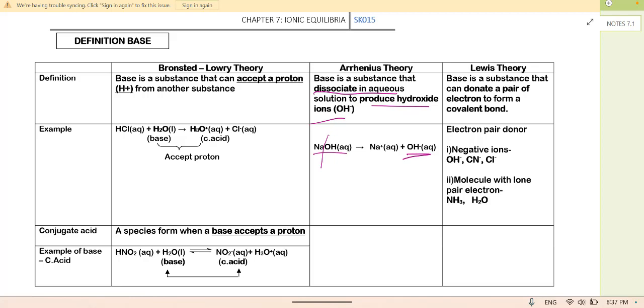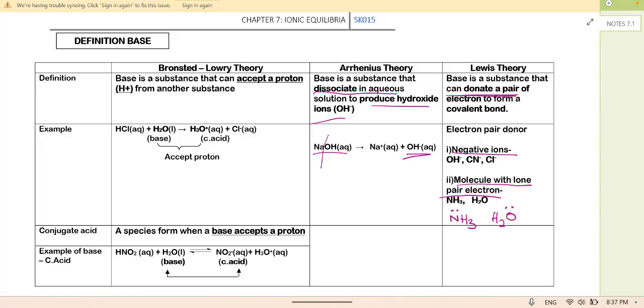Another definition of base is a substance that can donate a pair of electrons. So a base is a substance that can donate 2 electrons. The examples are negative ions or molecules with a lone pair. Ammonia here has a lone pair, so ammonia can donate a pair of electrons, 2 electrons. The O in a water molecule also has a lone pair, so it can donate 2 electrons.